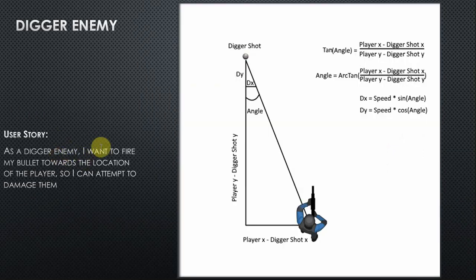As a digger enemy, I want to fire my bullet towards the location of the player so that I can attempt to damage them. We use trigonometry for this, so this would be the distance between the digger shot and the player on the X and on the Y. This is the distance we want to actually move the digger shot each frame. This is the angle. If we take the tangent of the angle, it's this distance over this distance. The arc tangent of that over that gives us the angle. Then we can use that angle times any speed number to determine how quickly we want to move the digger shot towards the player.